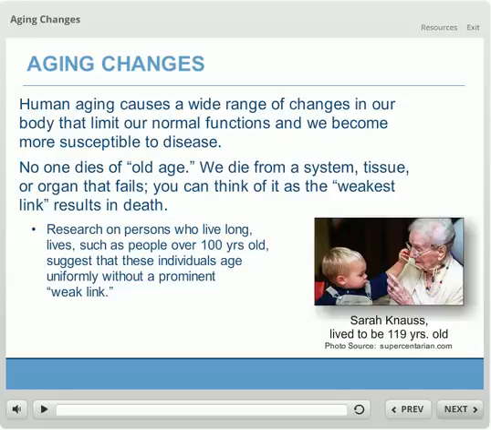Aging changes. Human aging causes a wide range of changes in our body that limit our normal functions, and we become more susceptible to disease. No one dies of old age. We die from a system, tissue, or organ that fails. You can think of it as the weakest link results in death. Research on people who live long lives, such as people over 100 years old, suggests that these individuals age uniformly without a prominent weak link.